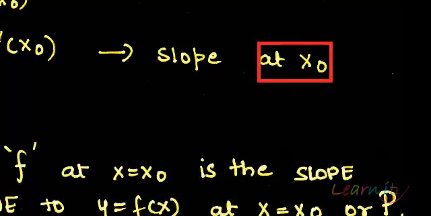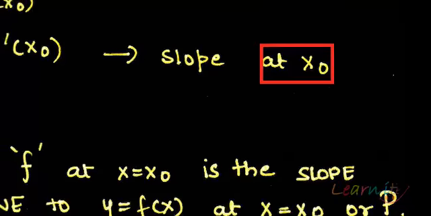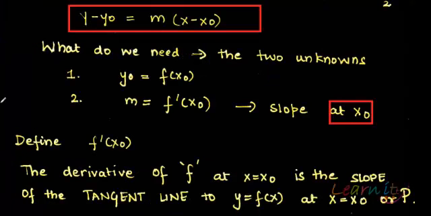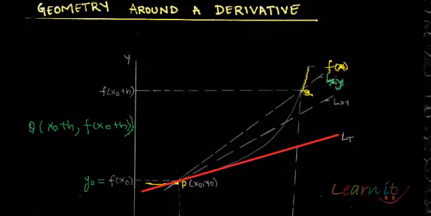So we define f dash x0. What is f dash x0? f'(x0) is the derivative of f at x equals x0. It is the slope of the tangent line to y equals f(x) at x equals x0, or P. So the slope of this line is the derivative.